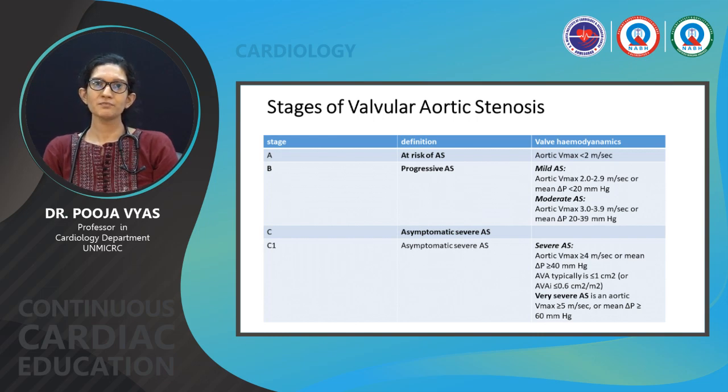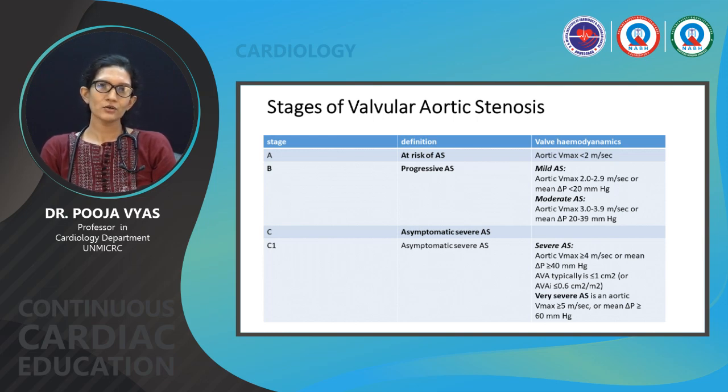Stage C includes the patients with severe aortic stenosis who are asymptomatic. So in C1 there will be patients with asymptomatic severe aortic stenosis. We say severe aortic stenosis when velocity maximum is more than or equal to 4 meter per second, mean gradient across the aortic valve is more than or equal to 40 millimeter of mercury, and aortic valve area is less than 1 centimeter square.